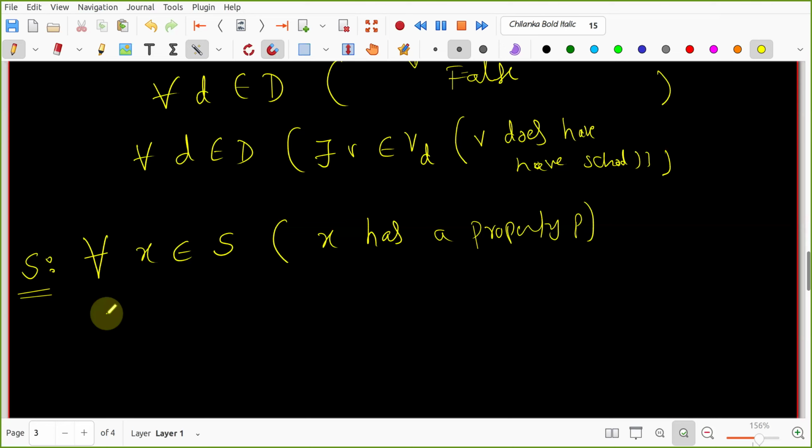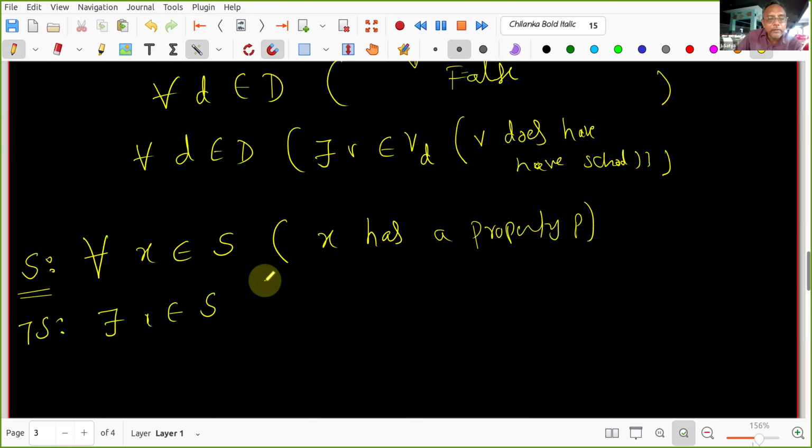There might be any X belongs to S... What is the negation? Tell me negation. One can find X. One can find X belongs to S such that X does not have a property P. Yes. Right.